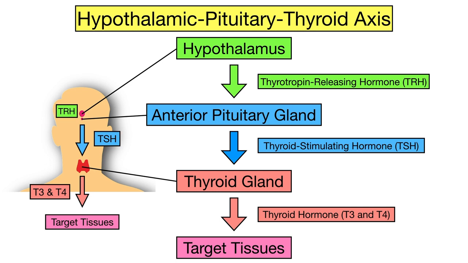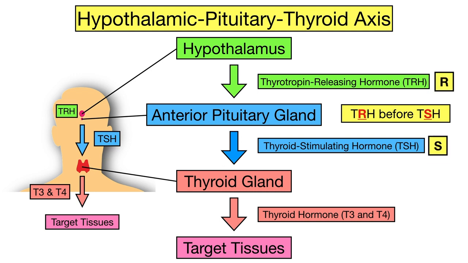One more trick to help you remember TRH and TSH, because it can be easy to mix them up or forget which one comes first. You can remember these by going in alphabetical order as well. Use the R in TRH and the S in TSH. R comes before S, which will help you remember the releasing hormone, or TRH, comes first, followed by the stimulating hormone, or TSH.